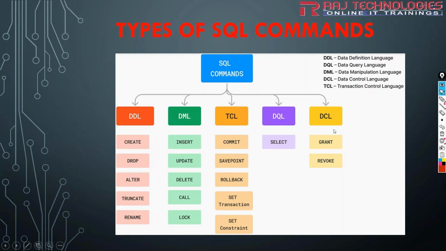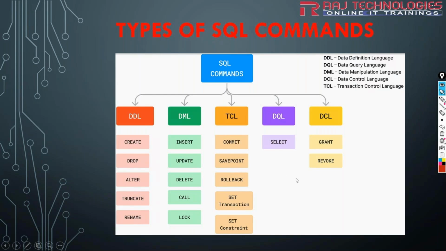Then DCL, data control language. It is mainly to give permissions to the user. Grant a permission to the user, and revoke. For example, if you consider a table, I want to grant a permission to a user. The user can insert and update only. The user cannot do the delete operation. So we are giving permission only for inserting and updating the records.